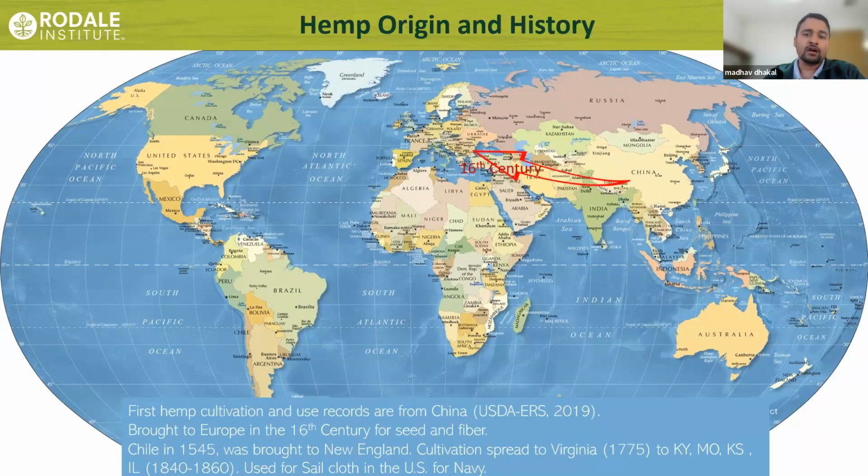The first record of hemp use comes from China, according to a USDA-ERS publication, and it was brought to Europe in the 16th century for seed and fiber. At the same time, it was also recorded in Chile, and it was brought to what was then New England. Cultivation spread to Virginia and some Midwestern states of the US as well. During the 1840s to 60s, it was used for sailcloth, basically in the US Navy.